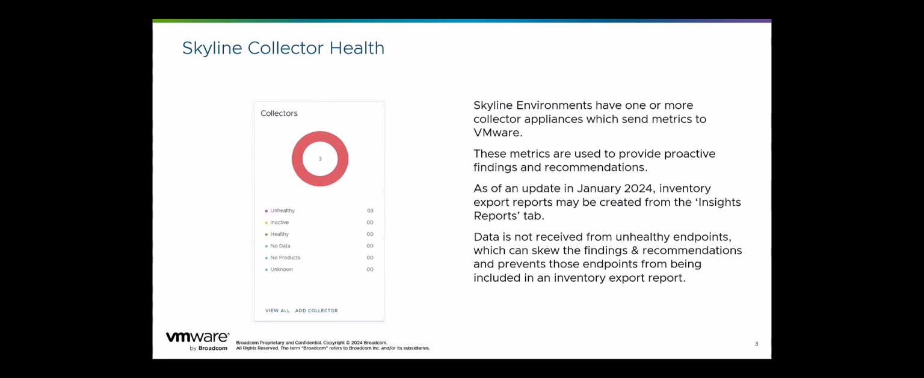But when we go to create a report, if we have a collector that is unhealthy, as we can see from this screenshot of this dashboard, we've got an environment that has 3 collectors, all of which are unhealthy. Some of those unhealthy endpoints we're not going to be able to include in reports. So going to that Skyline dashboard and taking a look at collector health, there's a view all button on this widget. Going in there, it'll show you all of the collectors that are deployed. You'll be able to figure out which endpoints are unhealthy and then take corrective action to fix that.